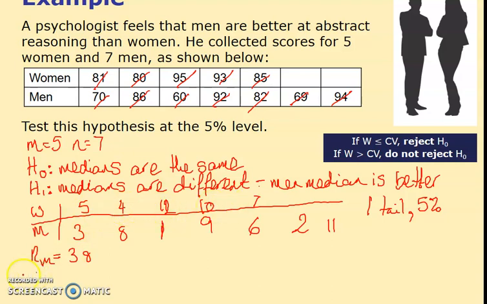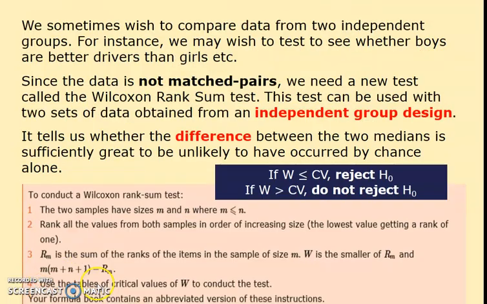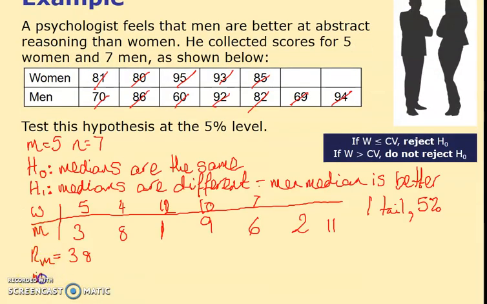Now if you remember, we had a rather weird formula. There it is here: m times m plus n plus 1, minus the RM. So if I do it now, we get the m up here, it's 5 lots of m plus n, which is 5 plus 7 is 12, plus 1 is 13. And then I have to take away the RM, which is 38. That's 5 times 13, which is 65.